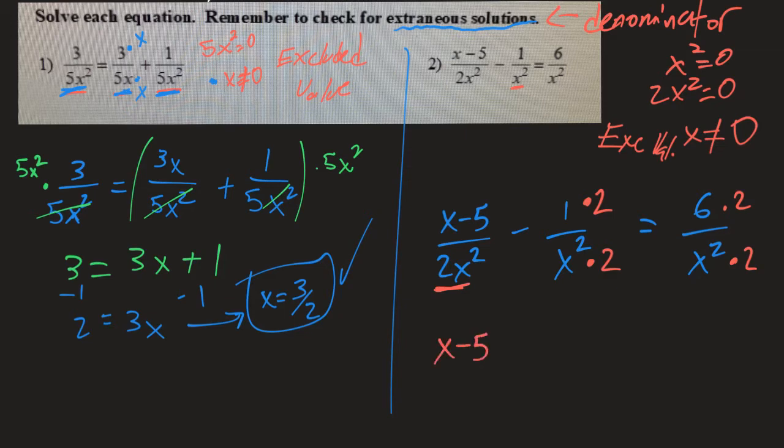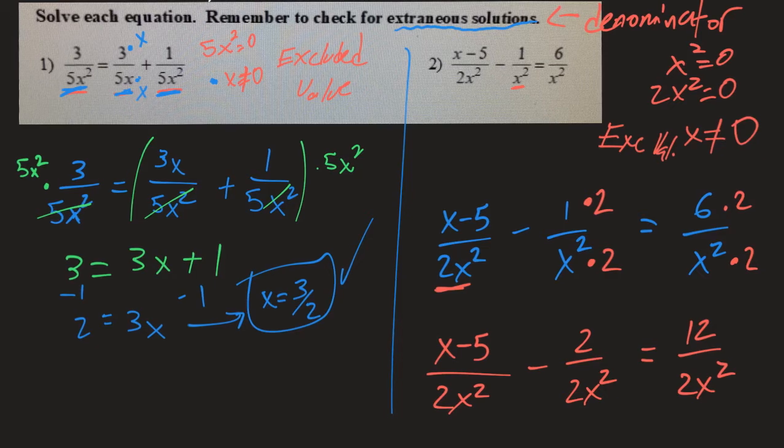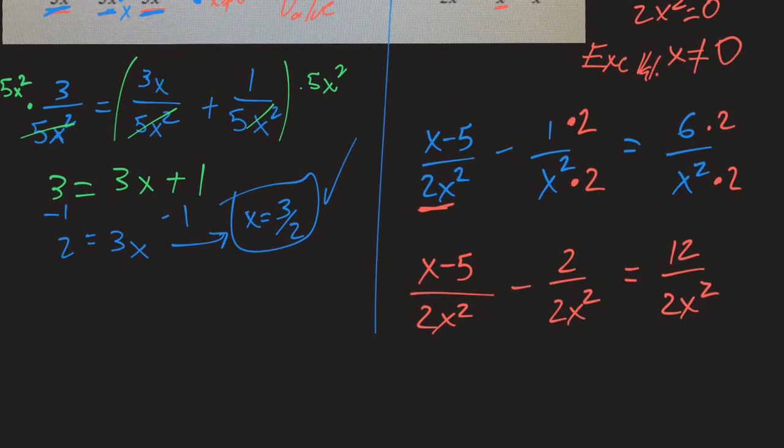Okay, so here we go. x minus 5 over 2x squared minus 2 over 2x squared equals 6 times 2, 12 over 2x squared. Okay, great. Now we're at a point where our numbers are all matching on bottom. Our denominators are good to go. So basically, I'm just going to multiply the whole thing by 2x squared, left and right side. So this is all balanced. These are going to go away. Okay, and I'm left with x minus 5 minus 2 equals 12.